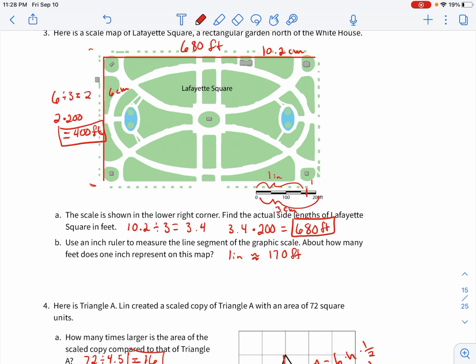All right, and then B, it says use an inch ruler to measure the line segment of the graphic scale. About how many feet does 1 inch represent on the map? So this is where I measured 1 inch came to, right at this first tick mark right here. And so it's in between 100 and 200 feet, closer to 200. So it's about 170 feet. That one you might have varied a little bit. You might have said 180, 160, but it should be somewhat close.